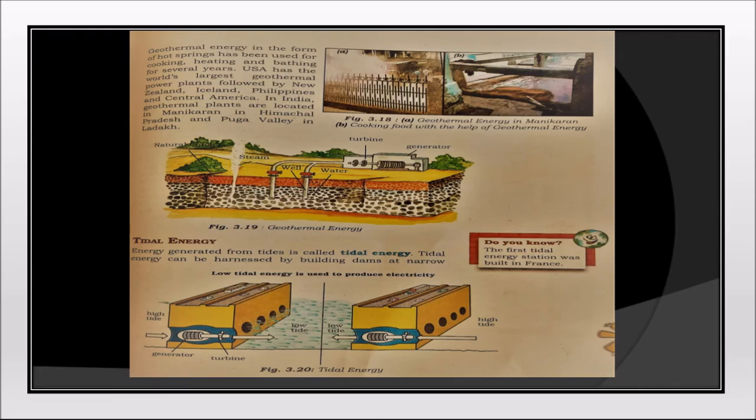It is utilized to generate power. Geothermal energy, which is found in the form of hot springs, is used for bathing, cooking, and heating. World's largest geothermal power plant is located in the USA. Central America, New Zealand, Philippines, and Iceland are other sources of this energy. In India, geothermal plants exist in Ladakh, Puga Valley, and Himachal Pradesh, Manikaran.